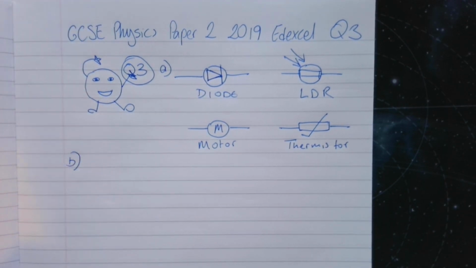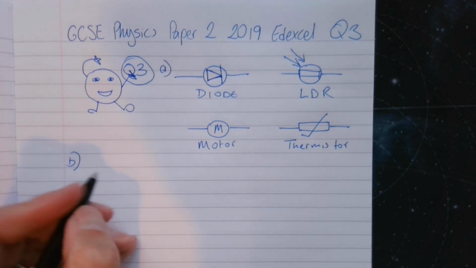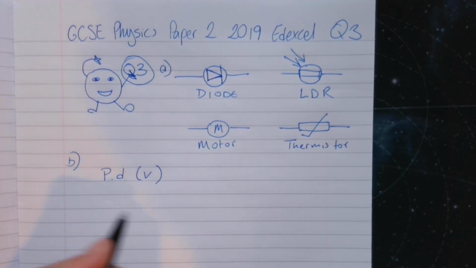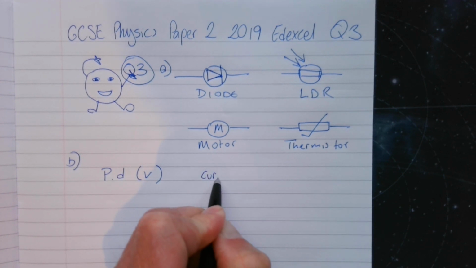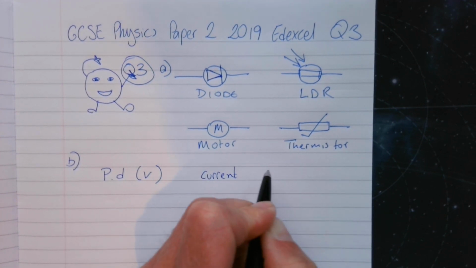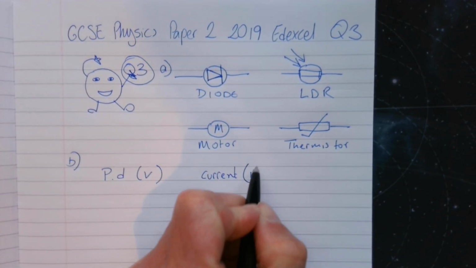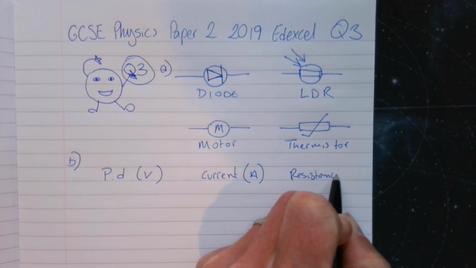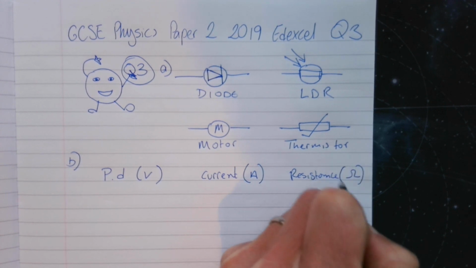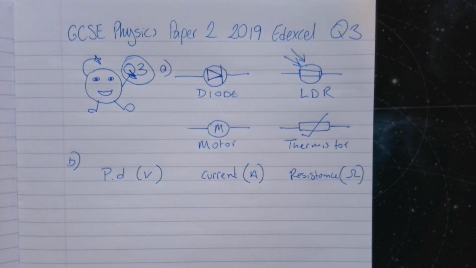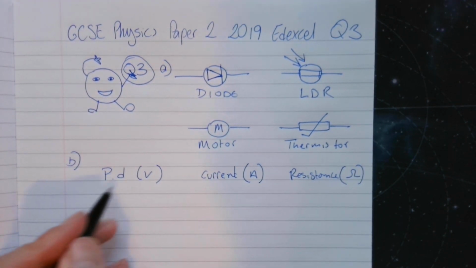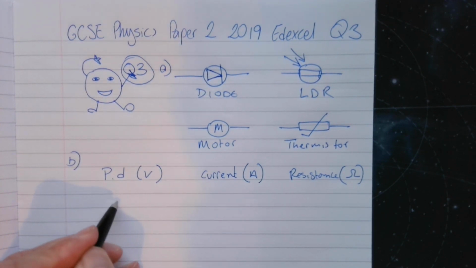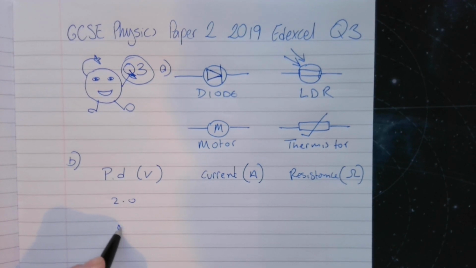So in B, we have a table. Okay, so potential difference in volts, current, I should have stuck with symbols there. Anyway, current in amps and resistance in ohms. Okay, and essentially, we're going to have a look at, let's put a little bit of data here.